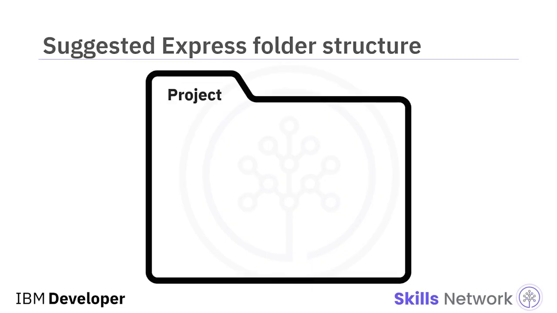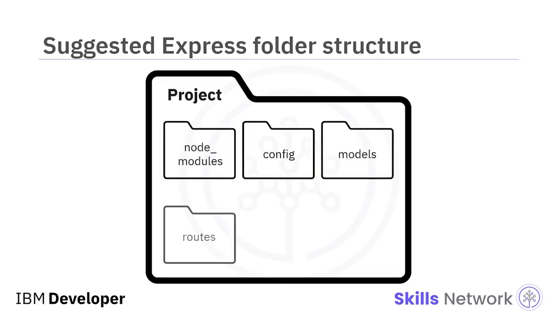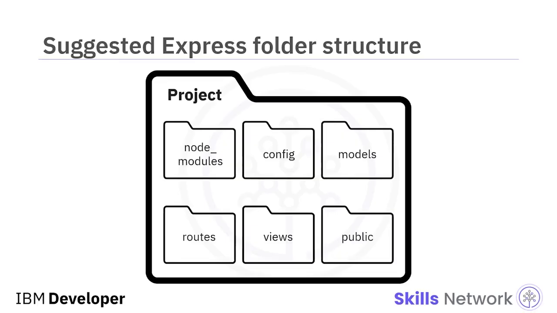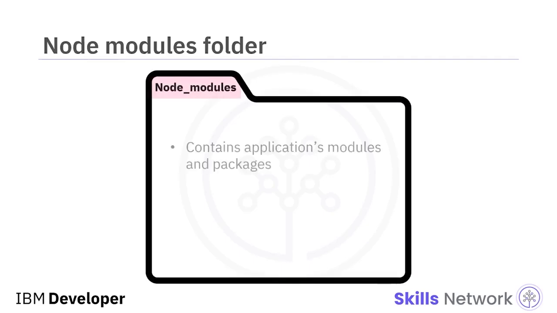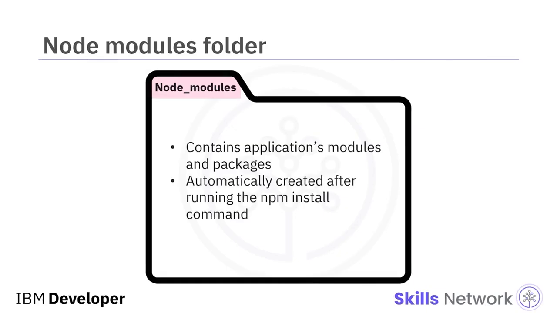Within the project folder, it is suggested you use the following directories: Node modules, config, models, routes, views, and public. Let's describe the contents of each of these folders next. The Node modules folder contains the application's modules and packages. It is automatically created after running the npm install command. Node Package Manager, or npm, is discussed in another video.